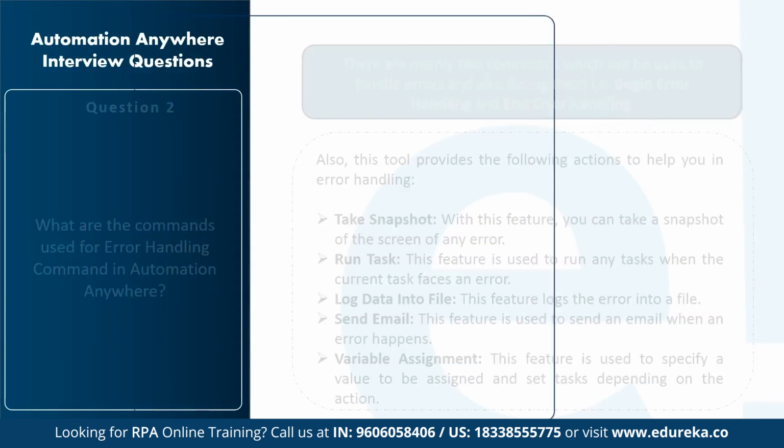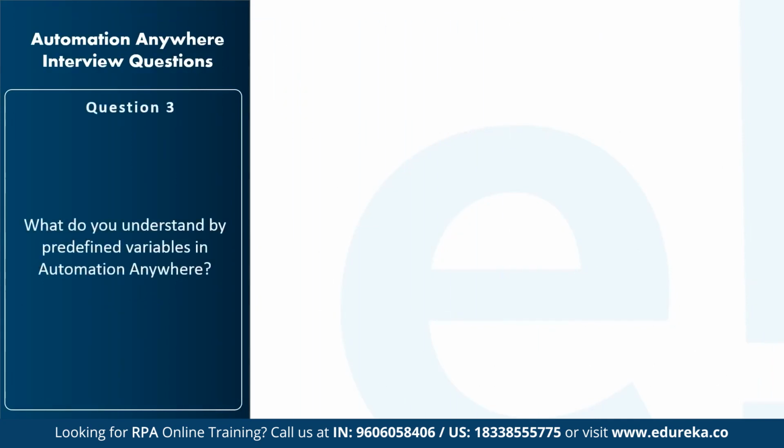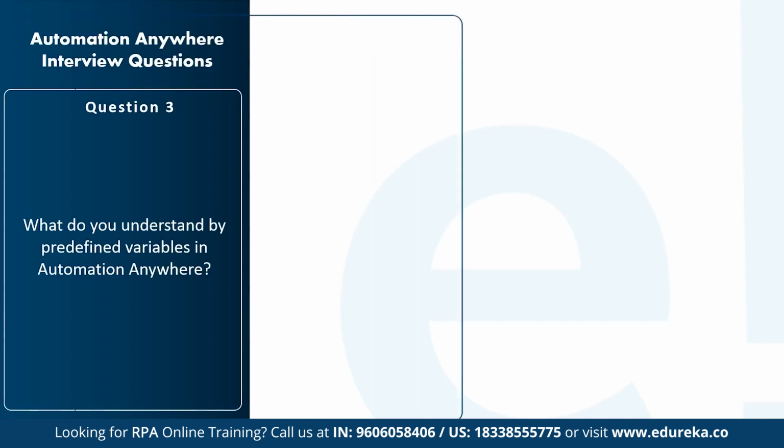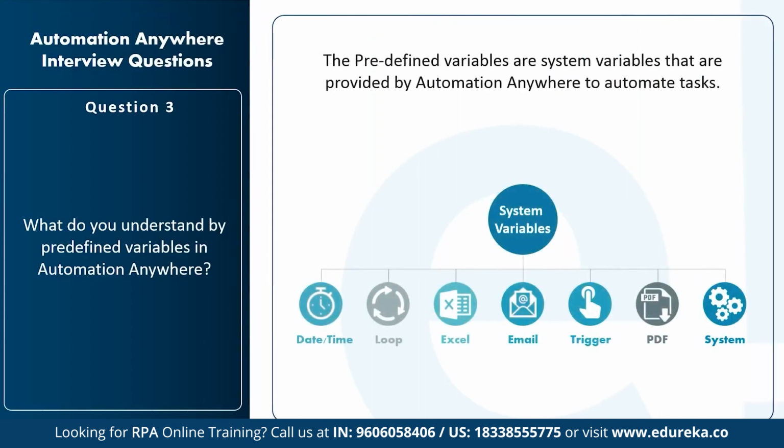Moving on to the next question, that is, what do you understand by predefined variables in Automation Anywhere? So the predefined variables are basically the system variables that are provided by Automation Anywhere to automate tasks. The different predefined variables are, as you can see on my screen, the date and time, loop, Excel, email, trigger, PDF, and system. So guys, these are the various system variables that are used in Automation Anywhere.